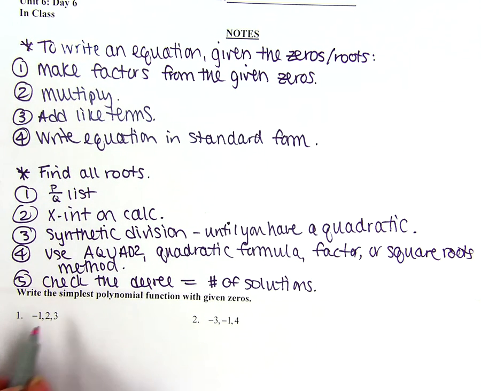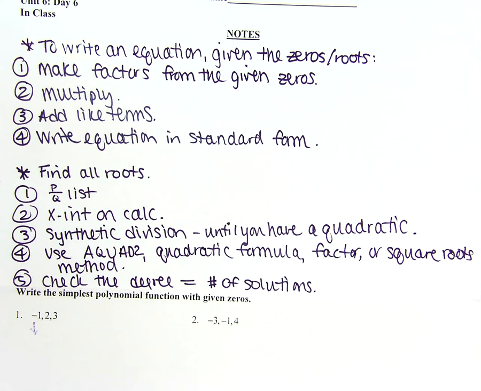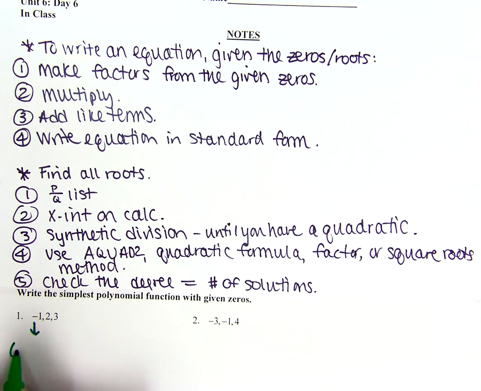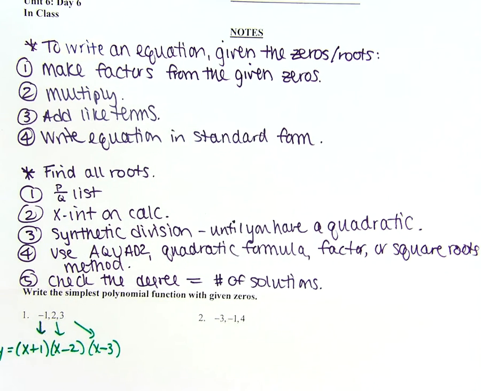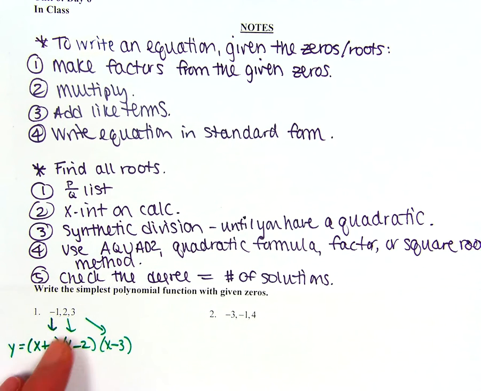So to write an equation, you're going to take each of the numbers that they give you, and you're going to come up with factors. So -1 corresponds to x plus 1, 2 is x minus 2, and 3 is x minus 3. And I'm going to say y equals because it should be an equation. Alright, so if you notice, they're just the opposite numbers, and it's in a binomial with an x in there.